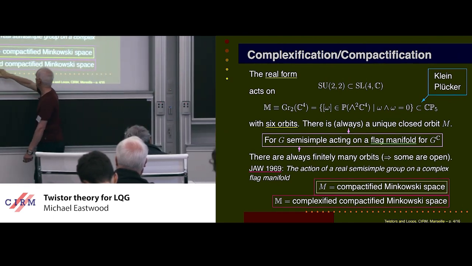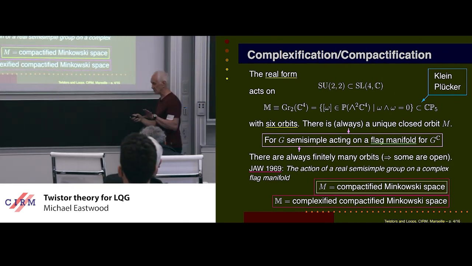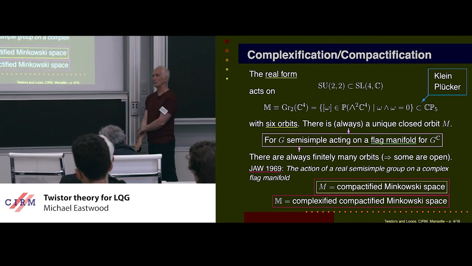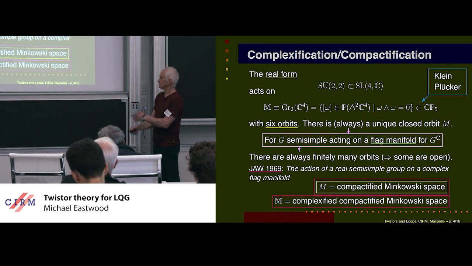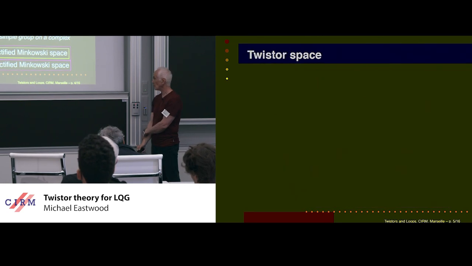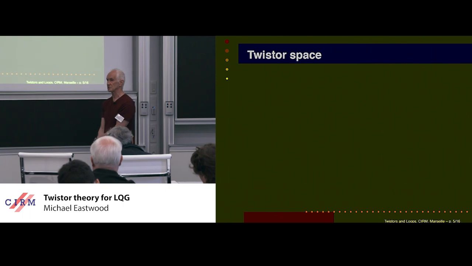Compactified Minkowski space, whereas a lot of the action is taking place in Twistor theory, that would be denoted by a blackboard bold M. Okay, so this is what's happening when you look at this real form. Now, how to see these six orbits?